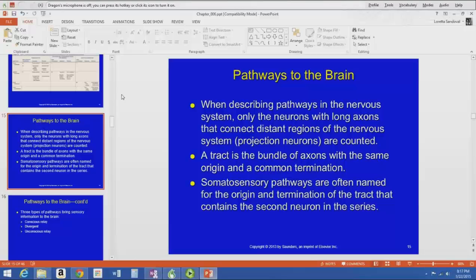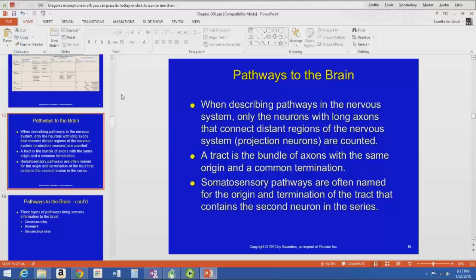pathways to the brain. So when we're talking about pathways in the nervous system, we're talking about neurons with long axons that connect distant regions in the nervous system. And they call them projection neurons because they're projecting information from one place to another place that's far away. And so only those ones are counted when we're talking about pathways.